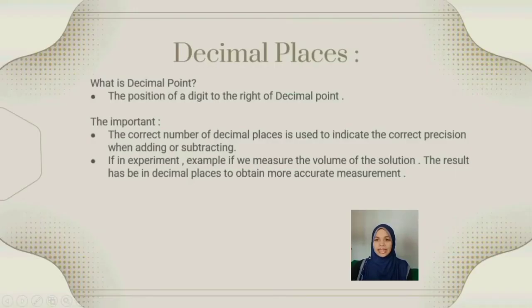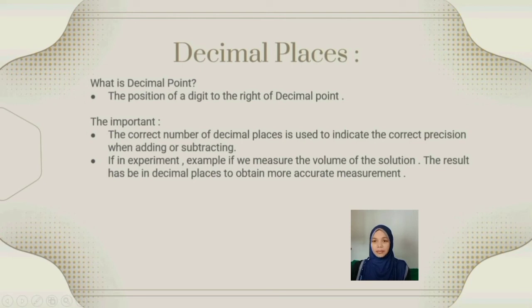Hi everyone, my name is Khadijah Hannah binti Kahar and my matric number is 1212920. So I will introduce decimal places. What are decimal places? Decimal places are the positions of digits to the right of the decimal point.